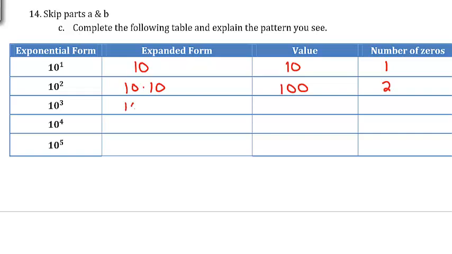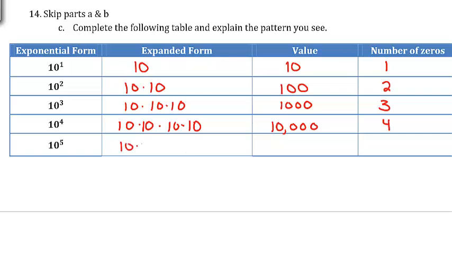10 raised to the third is 10 times 10 times 10. And if you do that calculation on your calculator, you get 1,000. And the number of zeros it has is 3. And then 10 raised to the fourth is 10 times 10 times 10 times 10. And so again, you could compute that on your calculator, and you get 10,000. And that has 4 zeros.